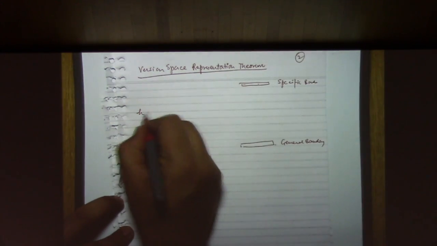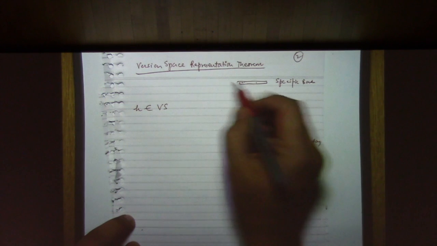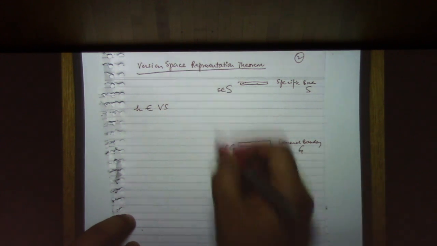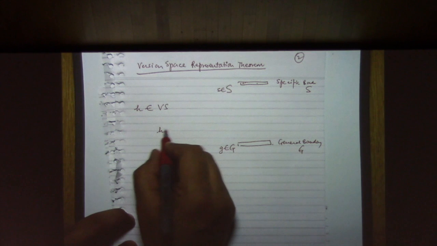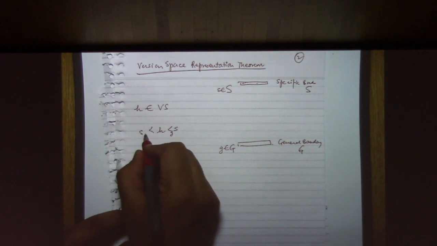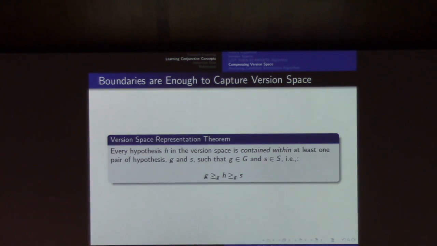So if I take any H that belongs to the version space, then I am guaranteed that there exists a pair of hypotheses, one from here, S belonging to this big S and G belonging to this big G, such that this ordering exists, that H will be more general than the S and S will be more general than H. All right, so that's the theorem. On the slides I have written it in another way, but it means the same thing, right? So H is more specific than G and H is more general than S, right? So that's the guarantee that this algorithm provides you.